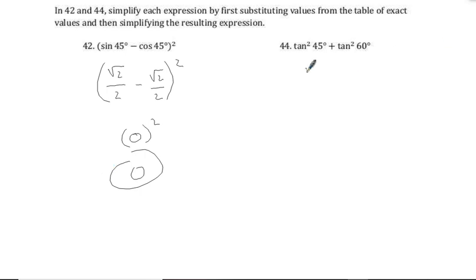Number 44, it's a little different in that the tangent at 45 degrees is 1, and the tangent at 60 degrees is the square root of 3. Each of those are going to be squared, so these values are different. It's not like we're adding or subtracting the same number like we did in 42. In 44, they're different. 1 squared is 1. The square root of 3 squared is 3, and 1 plus 3 is 4.